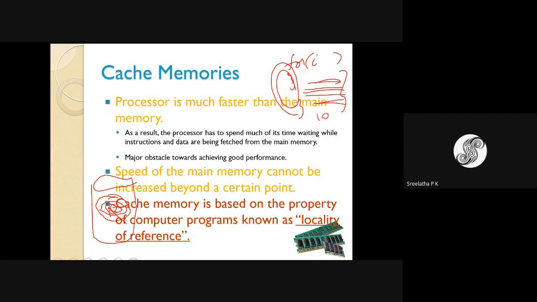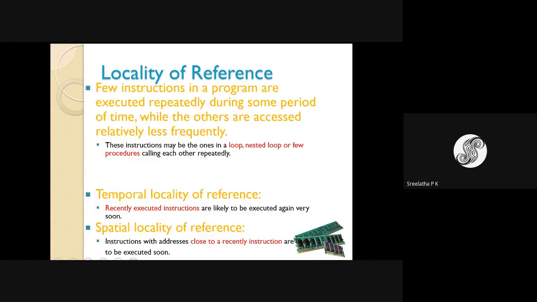So in locality of reference, a few instructions are copied, which can be a loop or a nested loop, or a few procedures which are repeatedly called. Those are put in the cache memory. Also the data variables which are repeatedly used are stored in the cache memory. The reference can be of temporal type or spatial type.